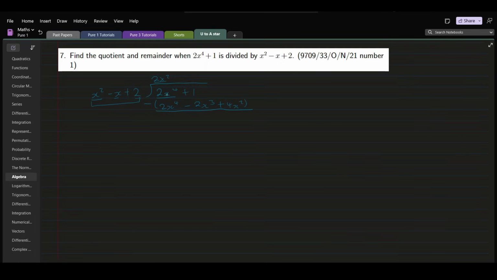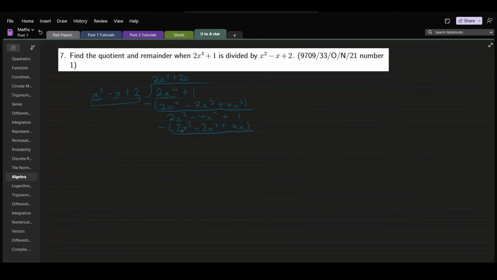And so if we simplify 2x to the 4 minus 2x to the 4, that becomes 0. And then we've got negative 2x cubed, which becomes positive 2x cubed. And we've got negative 4x squared, so that's negative 4x squared. And then let's bring down that 1, that's plus 1. Then we're going to say x squared into 2x cubed, so that gives us a positive 2x. Minus, let's multiply this 2x by our divisor. So that's 2x times x squared. That gives us 2x cubed. 2x times negative x. That's negative 2x squared. And then 2x times 2. That gives us 4x.